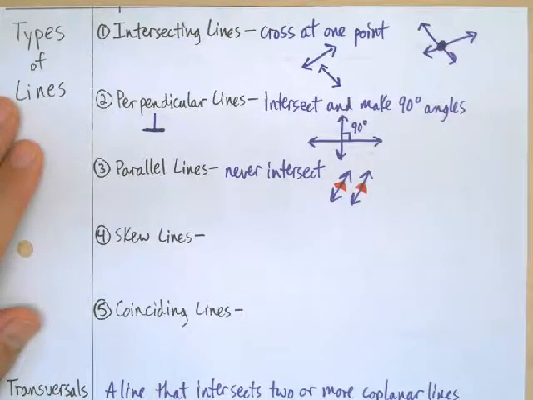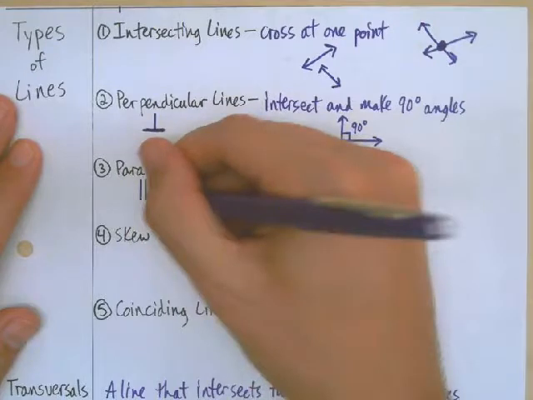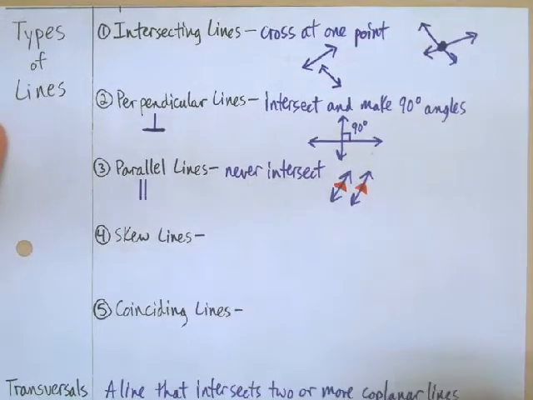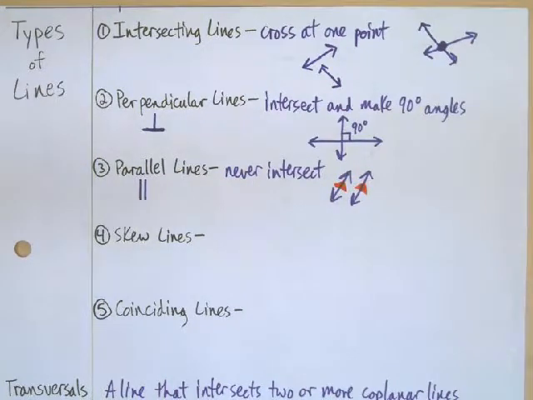The symbol for parallel looks like this. It looks like the double L from the word parallel, and it represents that lines are parallel.